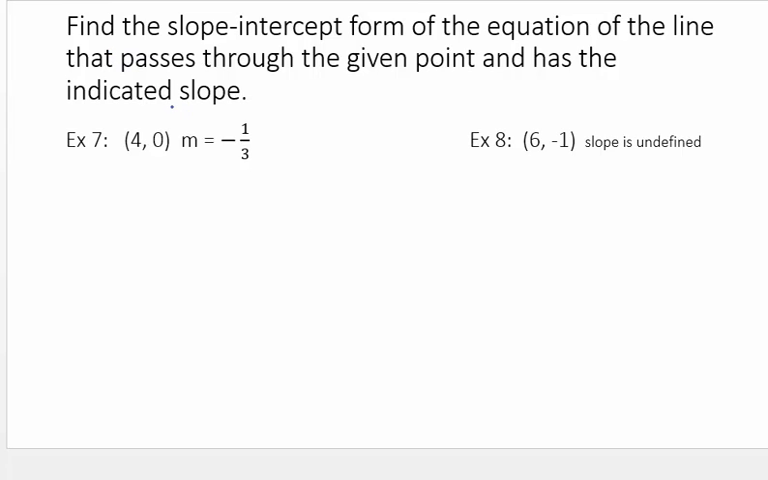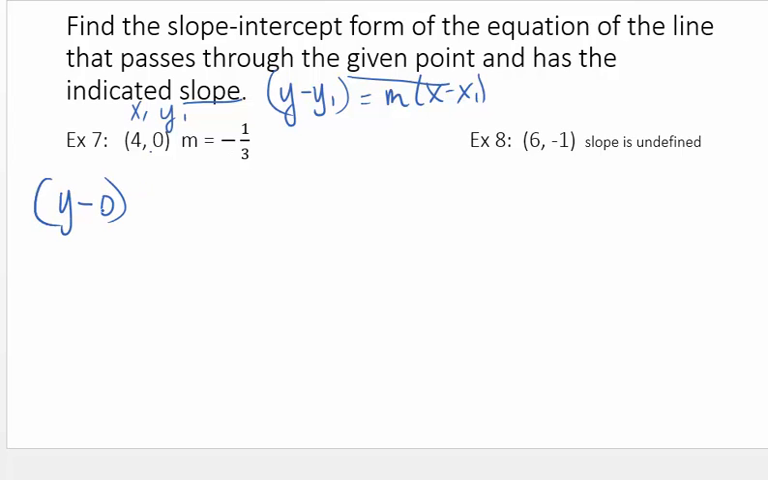Find the slope-intercept form of the equation of a line that passes through the given point and has the indicated slope. So this is giving you some information. This is where, in this case, on example 7, I would go back to my point-slope knowledge, where I used this formula a couple days ago, maybe yesterday. So I would plug in my m and plug in my point. So here's x1 and y1. So I would say y minus 0 equals negative 1/3 times x minus 4.